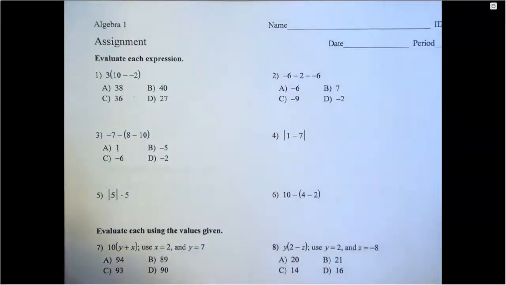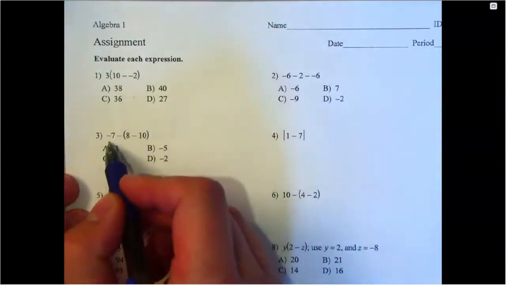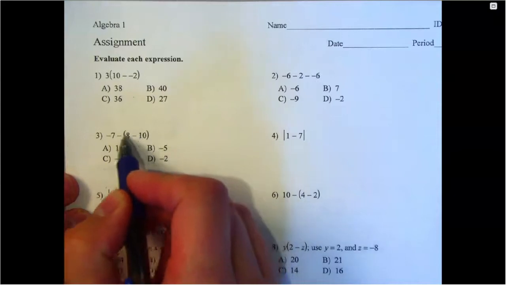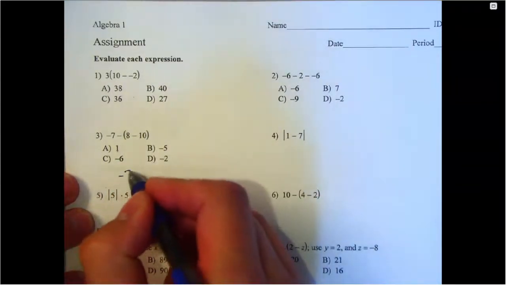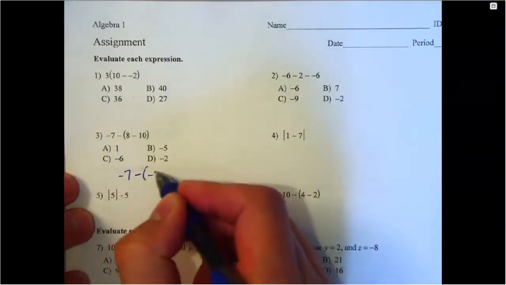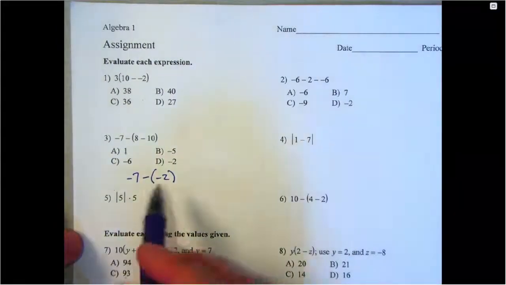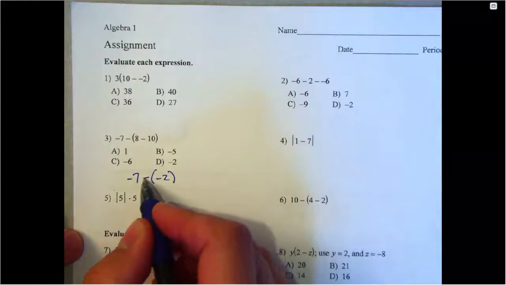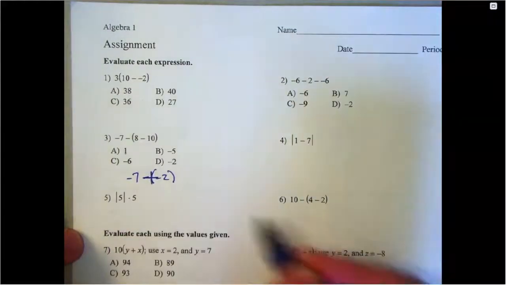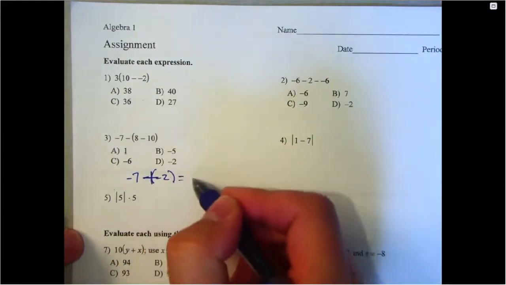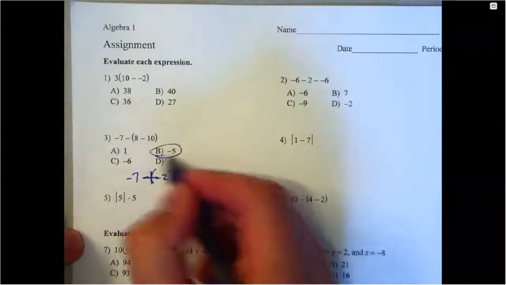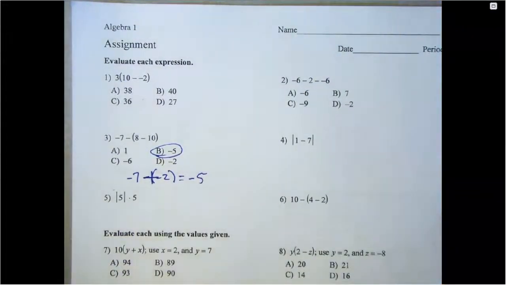So let's say I looked at number 3. You do parentheses first, right? So I would do 8 minus 10 in the middle there. So negative 7 minus negative 2. And then remember, if you're subtracting a negative, so if you have minus a negative, you can make that a big plus sign. So negative 7 plus 2 is negative 5. And then that's obviously B.